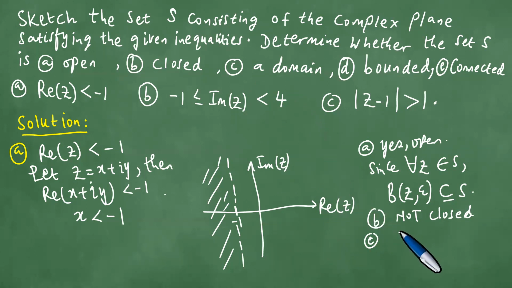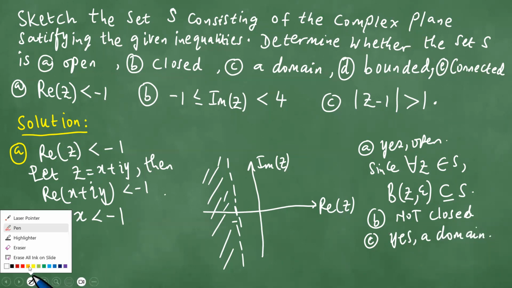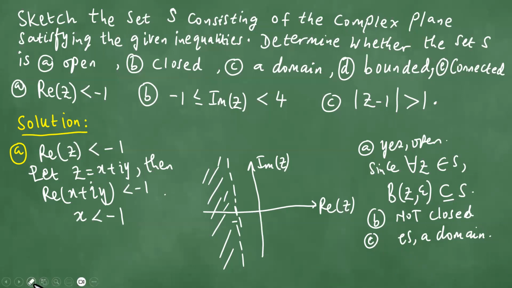So surely this set here, because it is most certainly open and it is connected, so it is most certainly a domain. Yes, a domain. You can write it clearly there. So yes, it is a domain. And then now you look at part D.